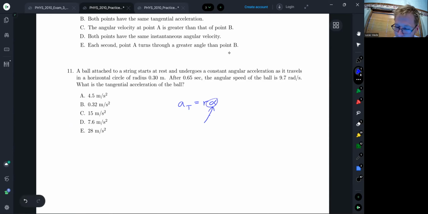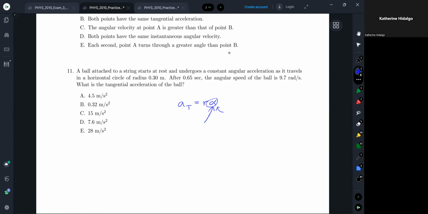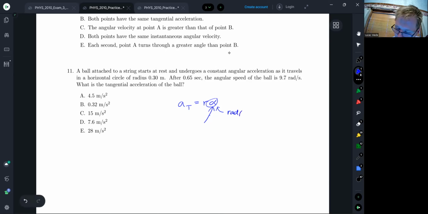If you find alpha, what should the units of alpha be? Meters per second squared. Careful. Radians per second squared. Radians, right? Because this is a rotation. It's talking about an angle and the rate of change of the angular speed. So how much of an angle is covered in a given time is changing. So radians per second squared, or radians per second is the change in that speed.